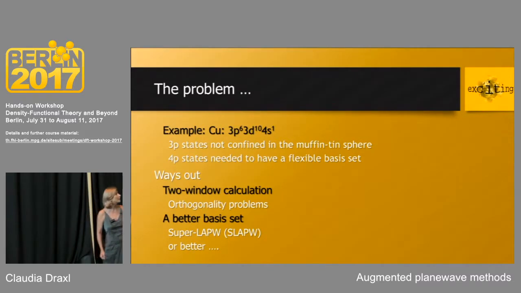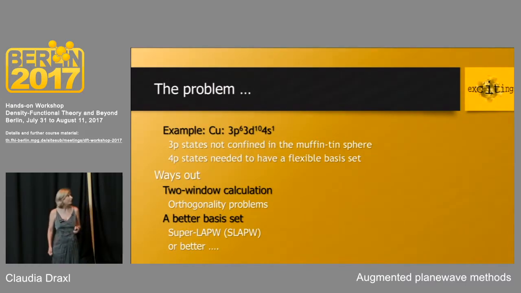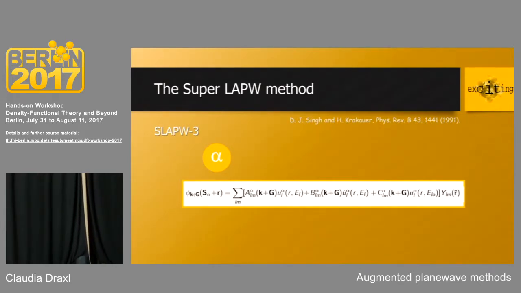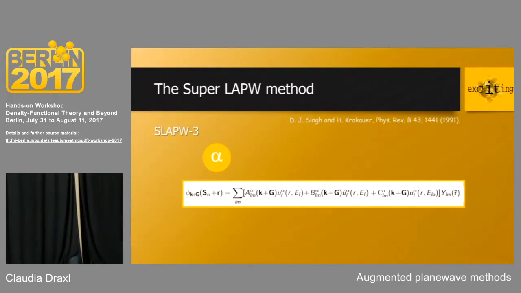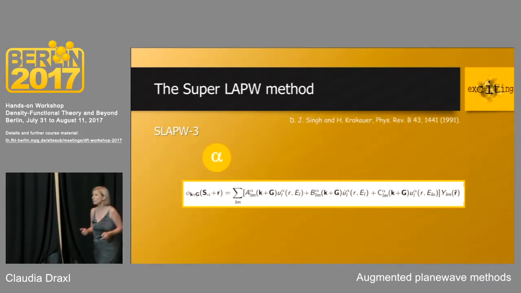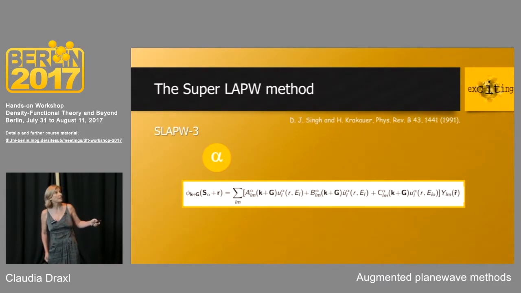It took quite a time, and there were some suggestions. Just use a better basis than LAPW, and this could be either super LAPW or even something better. And this is what we use nowadays. But let me very quickly tell you what the super LAPW is about. Now, we've seen before, this was the APW, where we only have one term, UL here. Then we have the LAPW, where we have another term, which is the energy derivative of U. So just add another term.